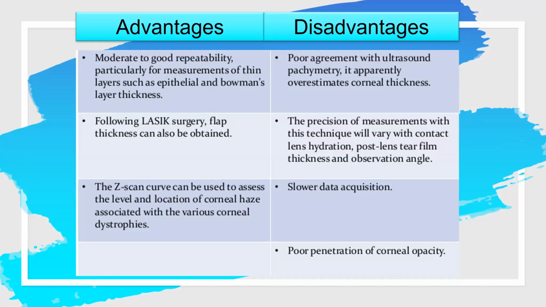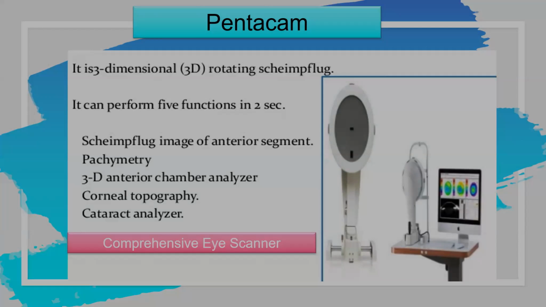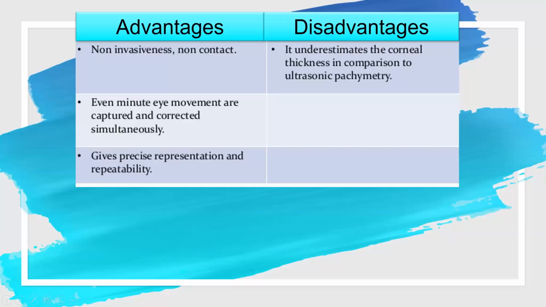Now coming to a novel device and a very accurate one also, which is the Pentacam. It gives you a 3D image of the whole of the cornea, and so it gives you corneal topography, it gives you pachymetry also along with a 3D analyzer. So it is a comprehensive eye scanner which is very useful for a variety of situations along with corneal thickness measurement. It is a non-invasive and non-contact device.